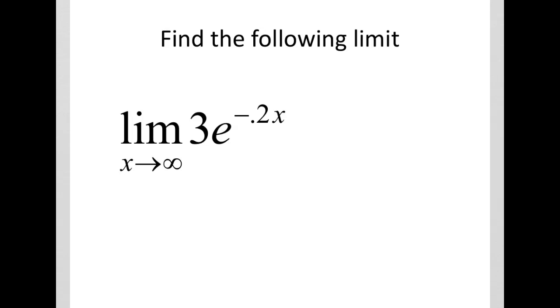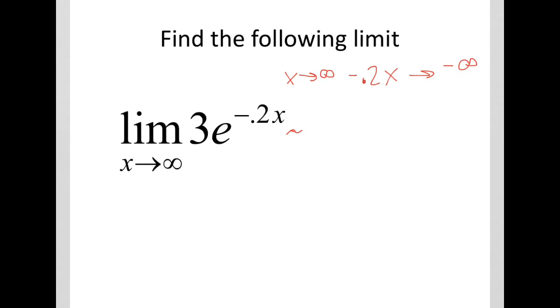Alright, so let's find the limit of this little function 3 times e to the negative 0.2x. So think about what happens to negative 0.2x as x approaches infinity. Well, we're going to get infinity, which you can think of as a positive number, times negative 0.2. Well, that's going to go to negative infinity, because 0.2 times infinity is still infinity, but that negative will make it a negative infinity there.